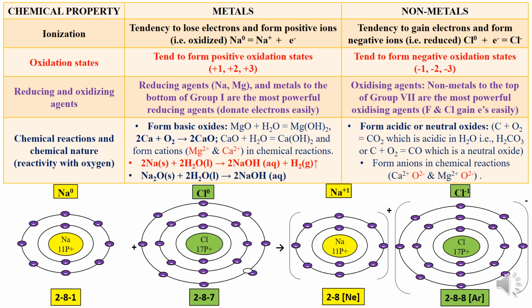Now, metals tend to form basic oxides when they react with oxygen. For example, calcium reacts with oxygen to form calcium oxide. Magnesium reacts with oxygen to form magnesium oxide. And these basic metallic oxides react with water to form basic solutions. Like calcium oxide reacts with water to form basic calcium hydroxide, and magnesium oxide reacts with water to form basic magnesium hydroxide.